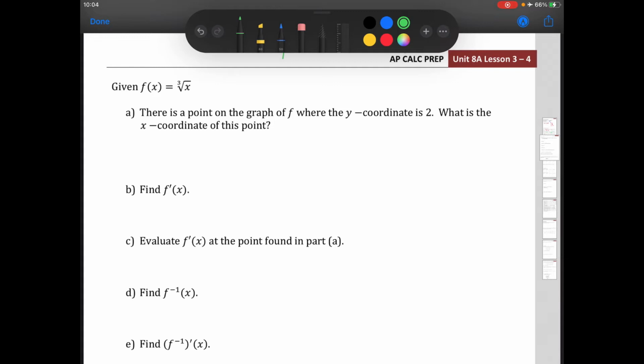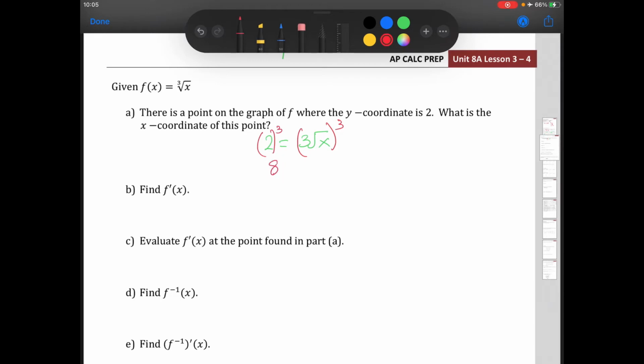It's asking us, there is a point on the graph of f where the y coordinate is 2. What is the x coordinate at that point? So if my y coordinate is 2, I'm going to just set my equation equal to 2, and I'm going to solve for x. How do I undo that? I'm going to cube both sides. So 2 cubed is, I'm going to cube both sides.